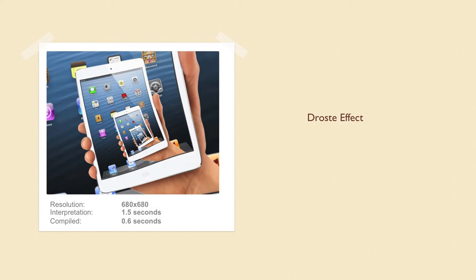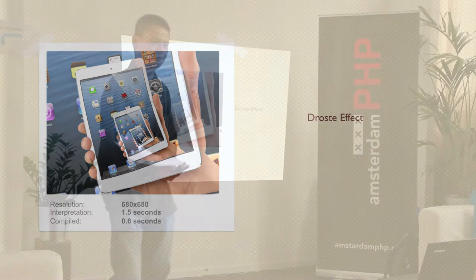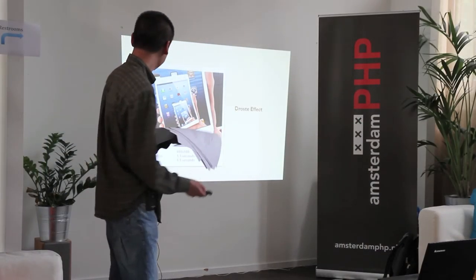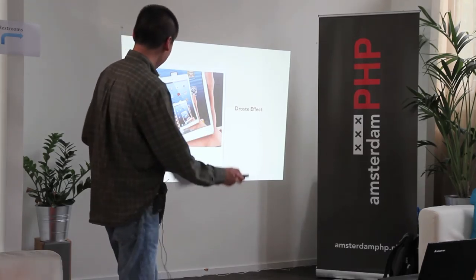The algorithm is computationally fairly intensive. If you look down here, it took 1.5 seconds in interpretation mode to generate a 680 by 680 picture. If you compile it, then it's over half a second. It's still slow, but better than, I don't know, probably impossible to do in regular PHP.